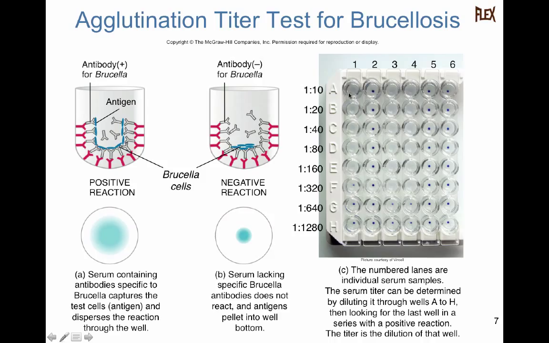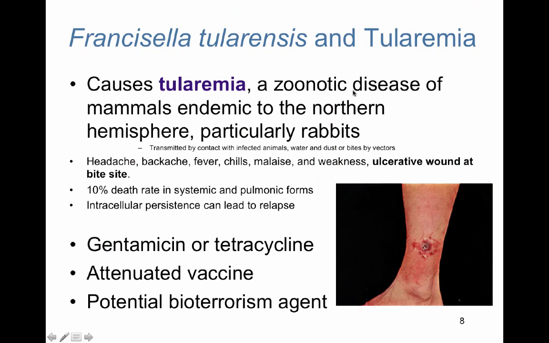In the case where you see that it's dispersed throughout the well, that would mean that the serum contains antibodies specific to this genus of bacteria. It's interacting with the antigen and it's dispersing throughout the well. So again, agglutination titer test for brucellosis, pellet equals a negative result. If you don't see the pellet, that is a positive result.